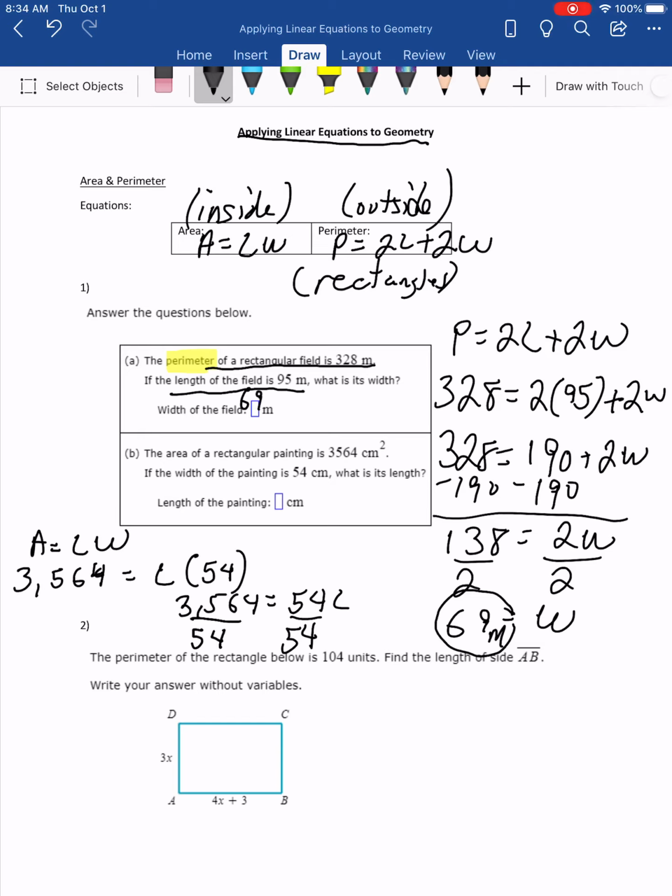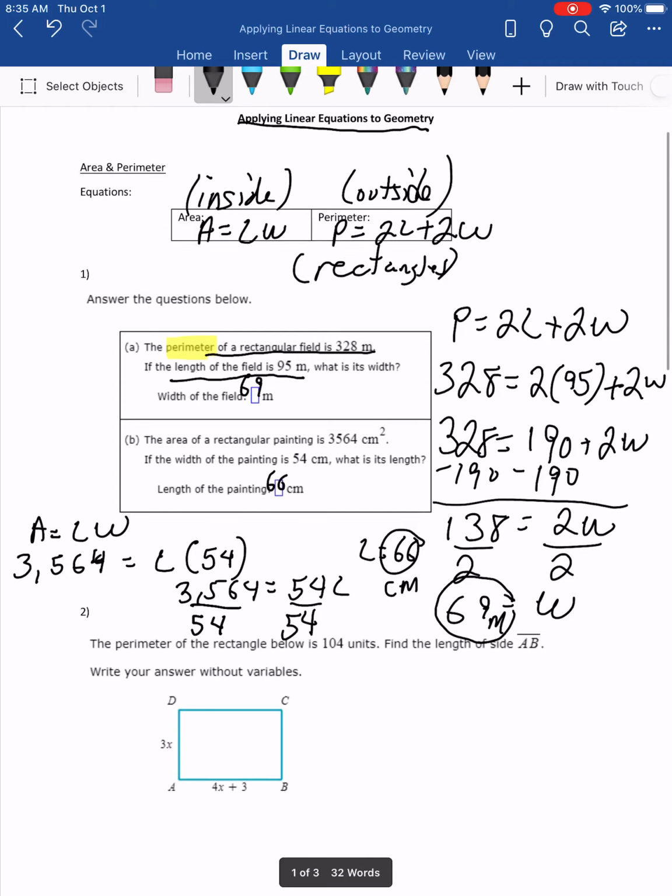So going on my calculator, 3564 divided by 54 is 66. And 66 centimeters.